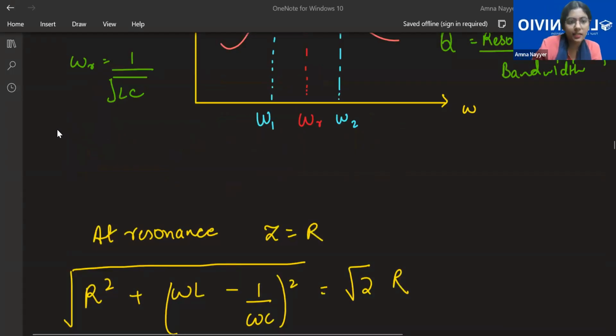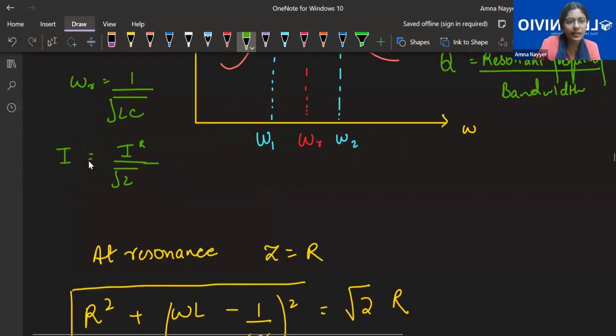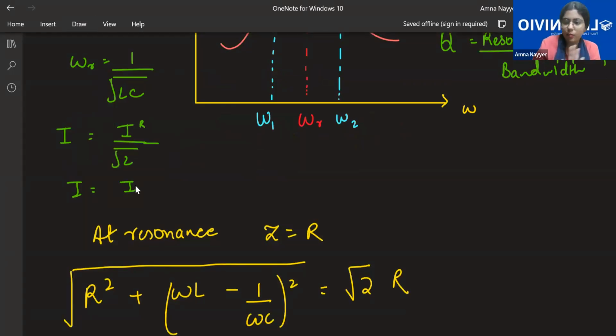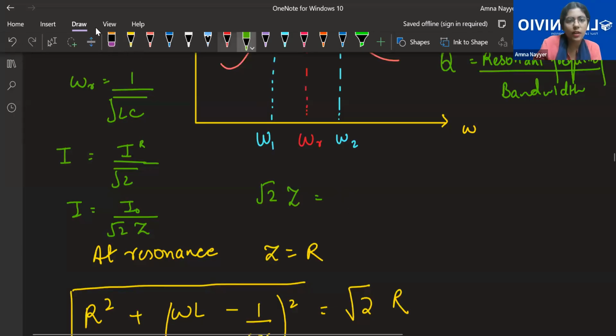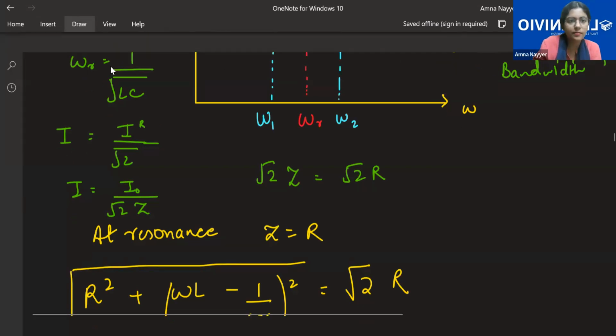And here, if I say the current becomes the current at resonance divided by root 2, it means the impedance becomes root 2 times. So can I write the current as I naught by Z, for resonance, but with this root 2? Yes, ma'am. So root 2 Z is equal to root 2 R, because Z is equal to R. Got it? Yes, ma'am.